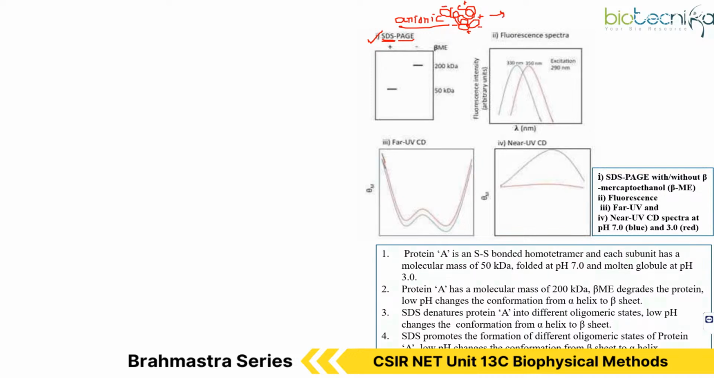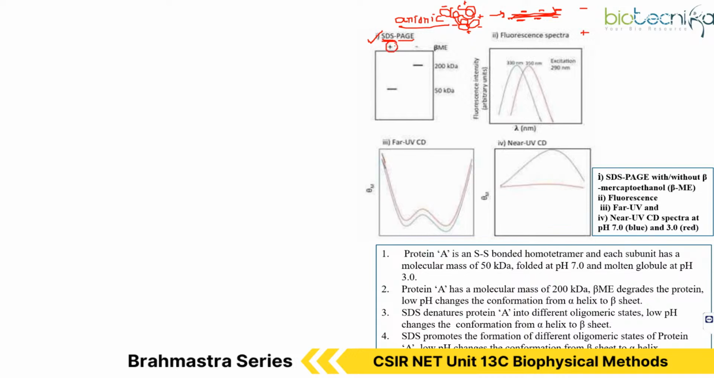So SDS linearizes the protein. That is, it breaks the non-covalent interactions in a protein and converts it into a linear form and provides a uniform negative charge to the protein. So this is why the proteins, because they have a net negative charge, can migrate from the negative to the positive electrode when electrophoresis is performed. Now, along with the SDS page, we are adding beta mercaptoethanol, right? We are treating the protein with beta mercaptoethanol.